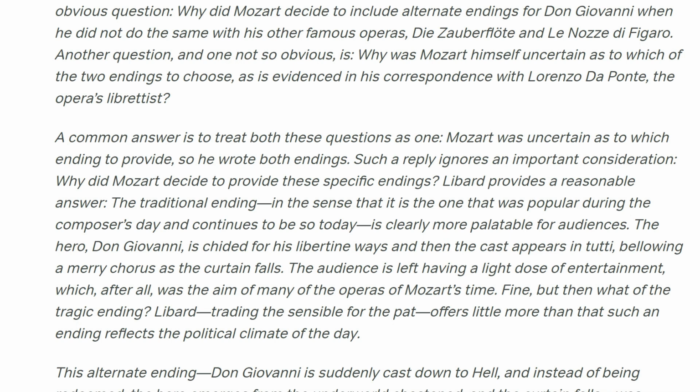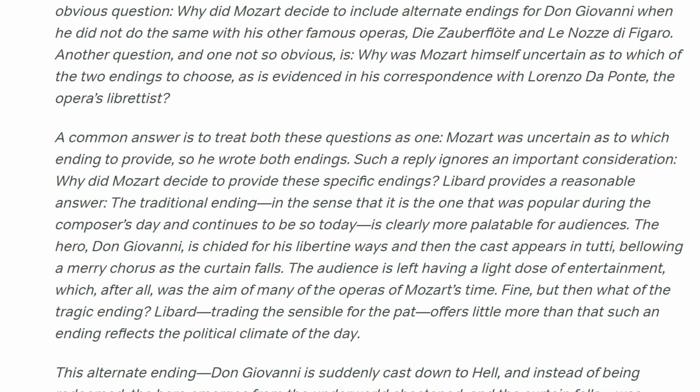The traditional ending, here we go, we're going to get an answer, in the sense that it is the one that was popular during the composer's day and continues to be so today. The traditional ending, popular, is clearly more palatable for audiences. So the audiences like the popular ending, the traditional ending. The hero, Don Giovanni, is chided for his libertine ways, and then the cast appears in tutti, whatever that is, bellowing a merry chorus as the curtain falls. The audience is left having a light dose of entertainment, which, after all, was the aim of many of the operas of Mozart's time. Fine, but then what of the tragic ending?